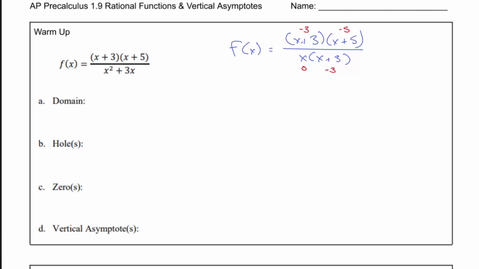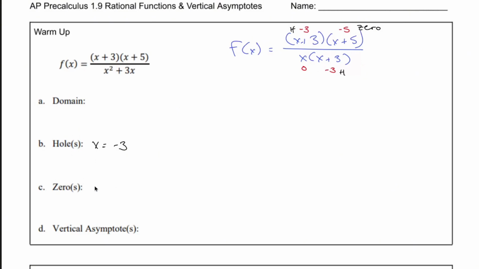Now, if you have a factor upstairs whose magic number is the same as a factor downstairs, that is a hole. So x equals -3 is going to be a hole. Let's just write that out. Okay. If you have a factor upstairs that is not seen downstairs, that is a zero. Don't know why I wrote that out when I didn't write out hole. It's the same letters, but it's too late and I'm committed.